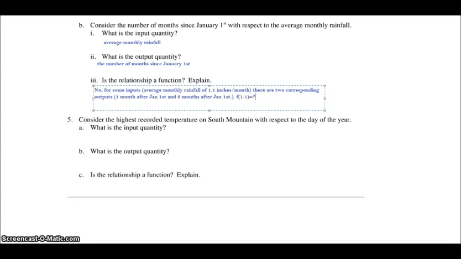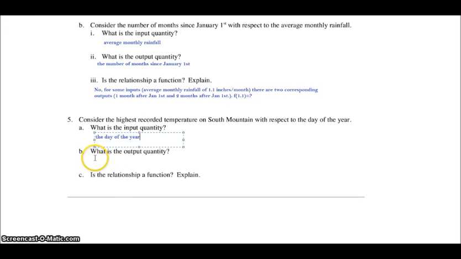Number 5, consider the highest recorded temperature on South Mountain with respect to the day of the year. So this is just a totally new problem context. We have some mountain and we record the temperature each day of the year. Just looking at what we have here, the temperature with respect to the day of the year, so the input quantity is the day of the year. The output quantity would be the recorded temperature on South Mountain.